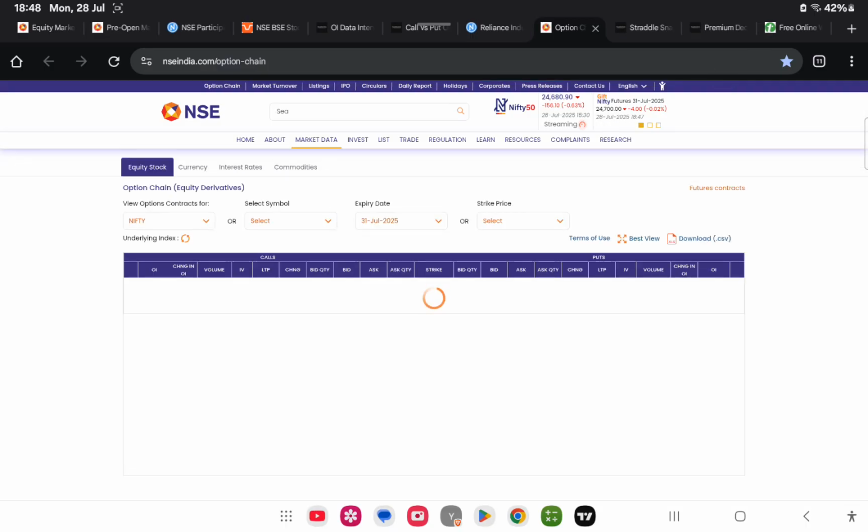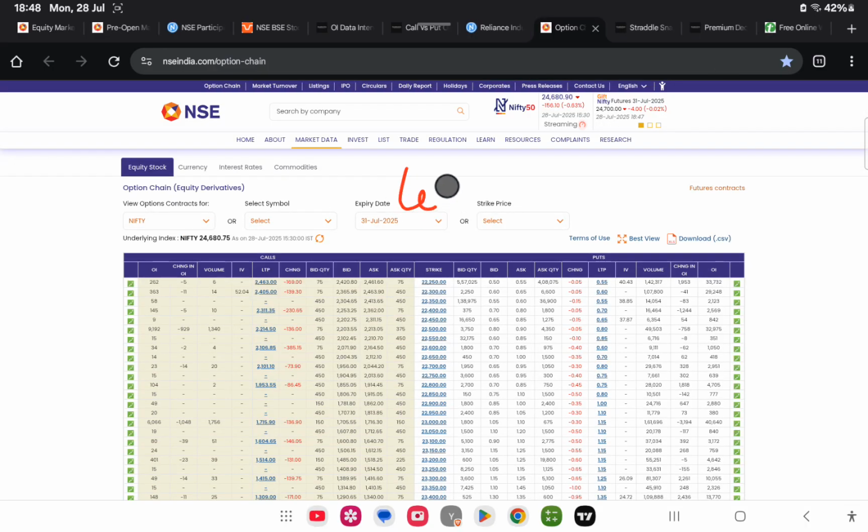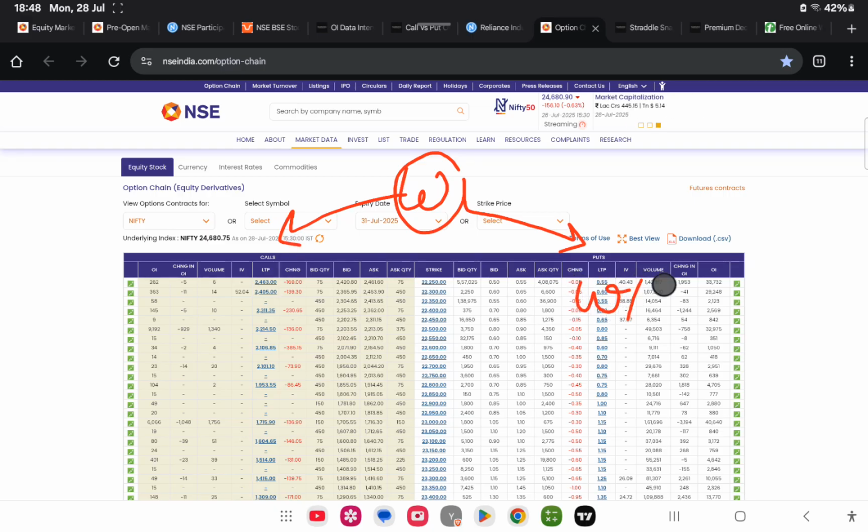So I will begin with the basics. We are writers, so for writers there are two options: put option and call option. When we do writing of put option or selling of put option, the price action acts as support. That means from the support, price will always go up.